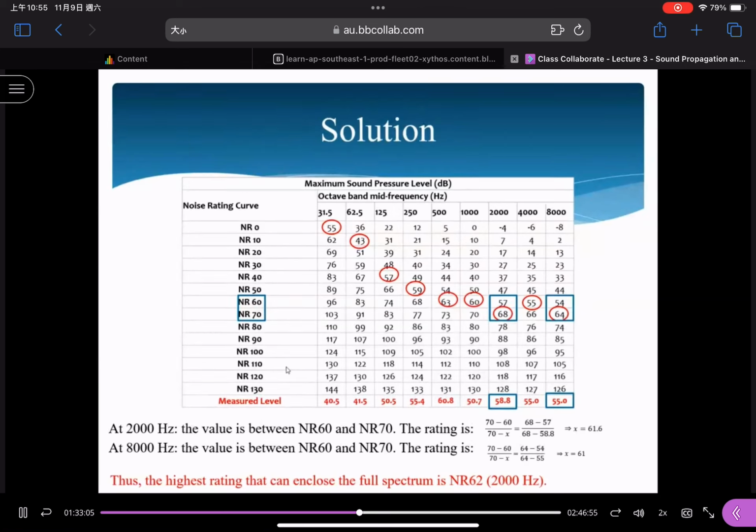For this one, 61.6, that's why we express it as 62. How about 61.2? We still round up to 62, round up, not round down, because we have to find the exact value that can envelop all the data. This is the purpose. The usage of this figure is to find out whether the background noise can fulfill our design criteria.